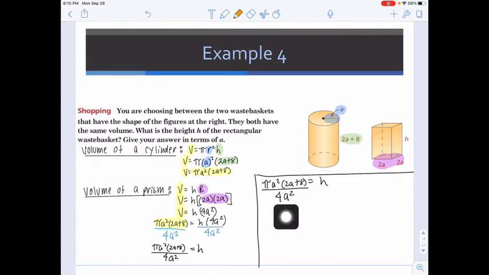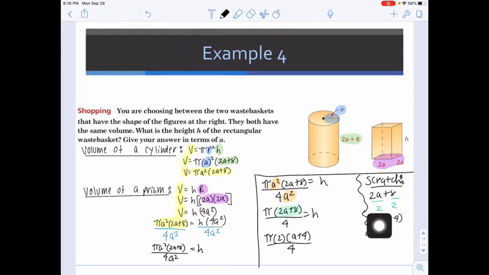We want to look for anything that numerator and denominator have in common. Right now, we can already see that there is an a squared on the top and an a squared on the bottom. So a squared over a squared gives us 1. We can go ahead and get rid of those. Now we have pi times 2a plus 8 over 4. Notice inside here we have 2a and 8. We can take a 2 out of both of those and write it out front.